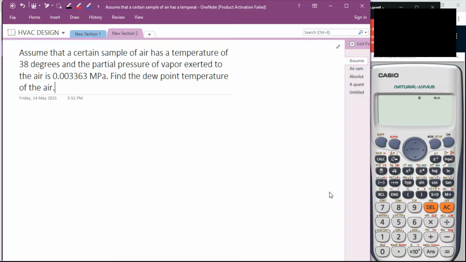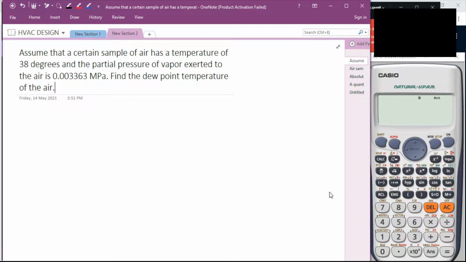The problem is, we assume that a certain sample of air has a temperature of 38 degrees Celsius and the partial pressure of that vapor exerted to the air is 0.00 or 3,003.63 MPa. Find the dew point temperature of the air.